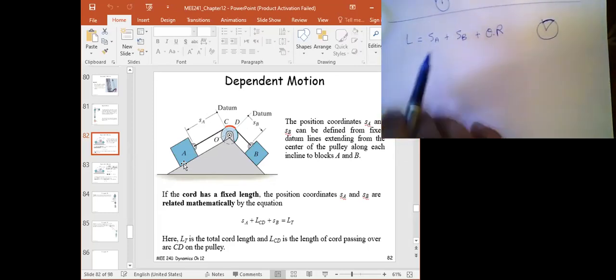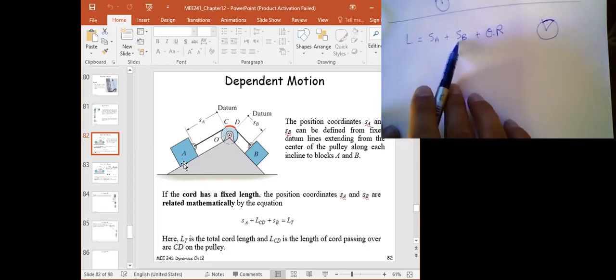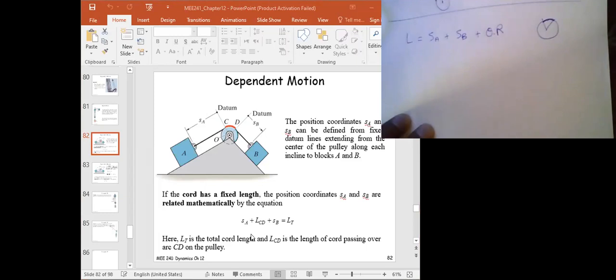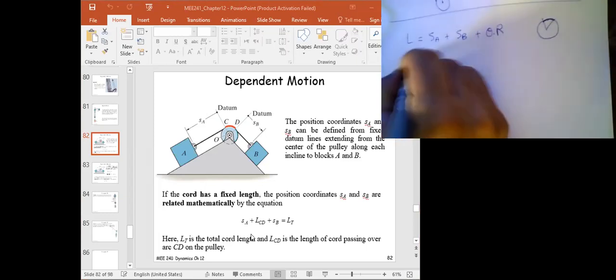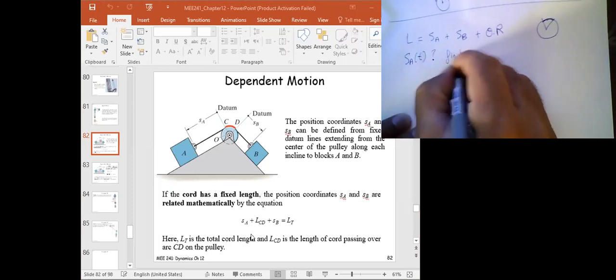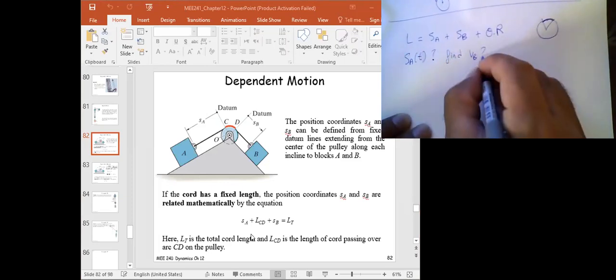If I have the velocity of A, can I find the velocity of B based on this equation? Can someone tell me how I can get that? We have everything except SB. Yeah, let's say I gave you SA as a function of time. Let's say I gave you this. Can you find the velocity of B?